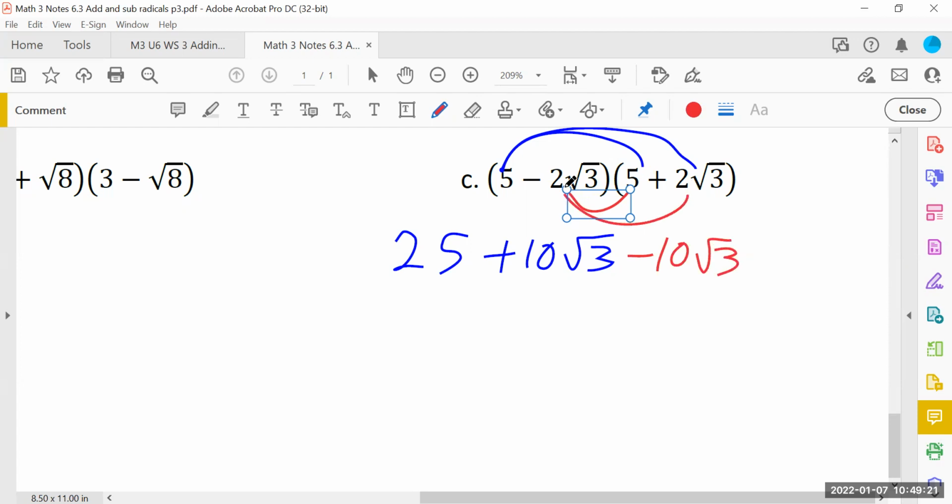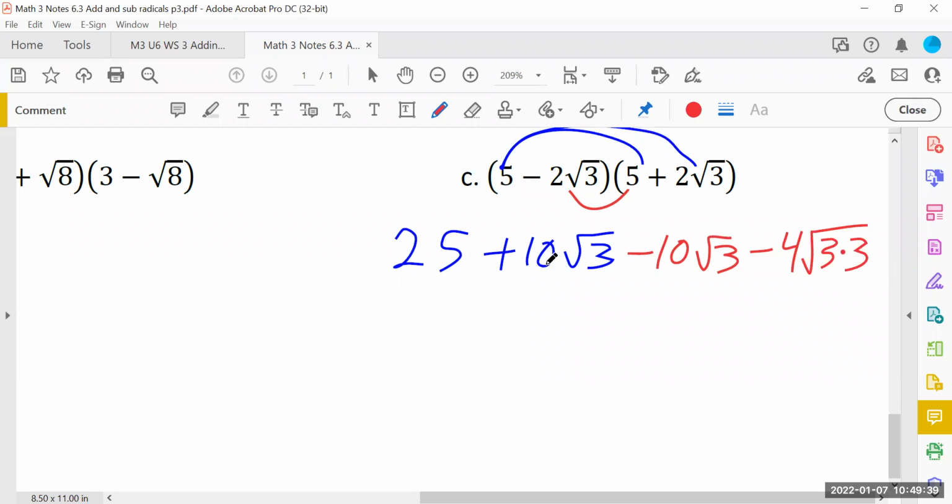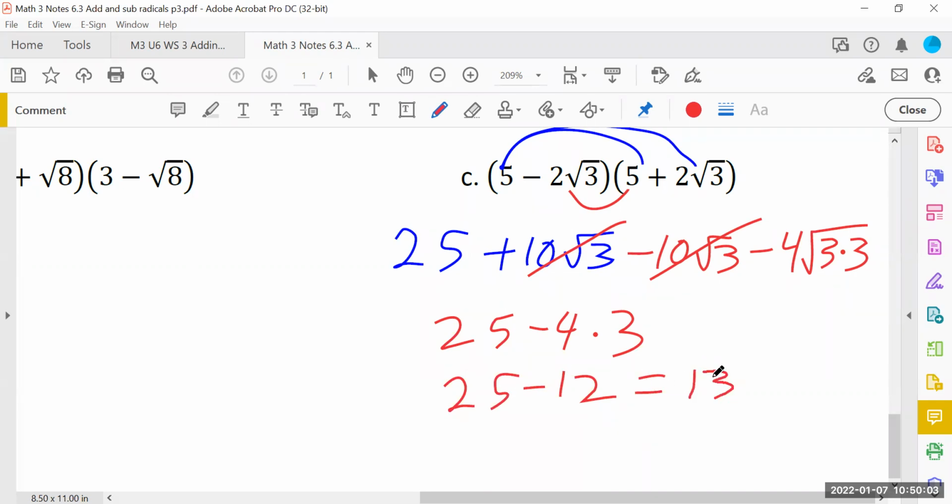And then right here, this is where people often make mistakes. -2 root 3 times 2 root 3. -2 times 2 is -4. Root 3 times root 3 is the square root of 3 times 3. Once again, I have middle terms that cancel out. 10 root 3 minus 10 root 3 is 0. I have 25 minus 4. Square root of 3 times 3, that's a pair of 3s. Those come out. 4 times 3 is 12. 25 minus 12 is 13.